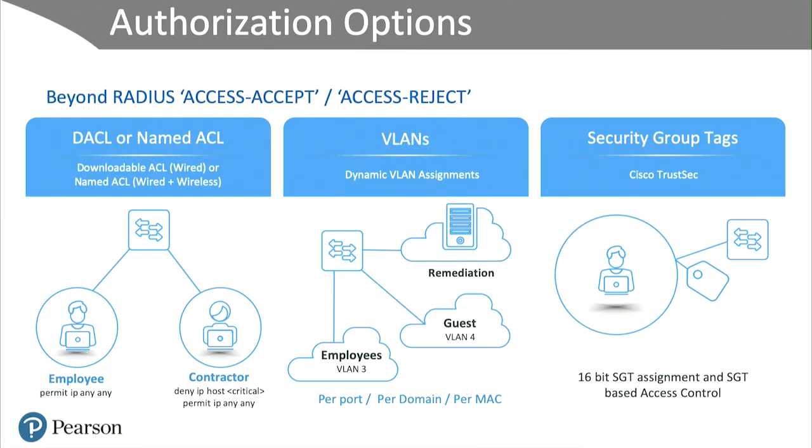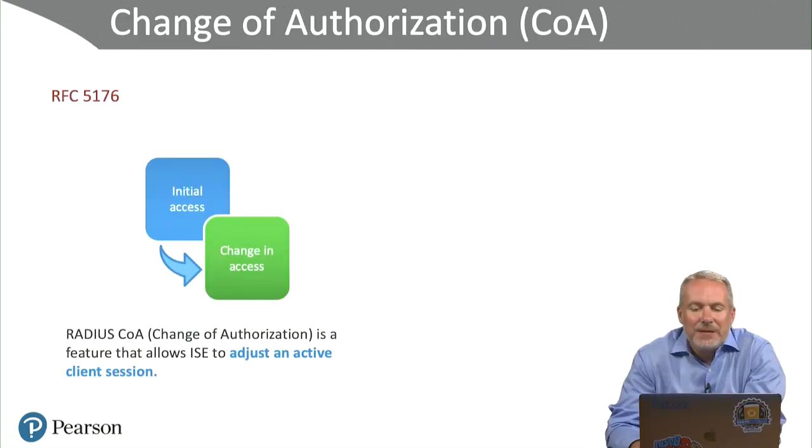ICE also has a number of methods to authorize users at endpoints on the network. ICE supports downloadable ACLs as well as the ability to leverage a named ACL. ICE can also assign a dynamic VLAN, and it can also assign a scalable group tag. So ICE is a standards-based RADIUS server, but it also has some additional functionality that allows it to do things like profiling, BYOD, and posture.